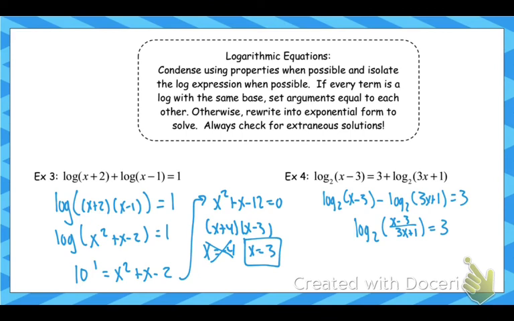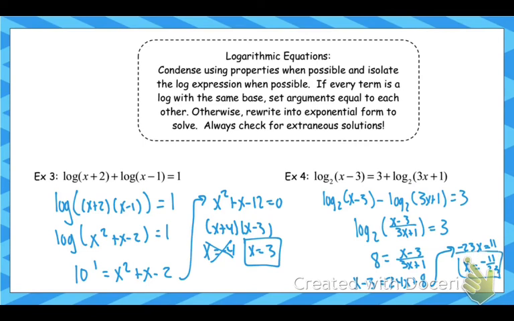Now I can rewrite it in exponential form, so 2 to the third, so 8. And then I can just solve this rational function, so a rational equation. So I can cross multiply or multiply both sides by 3x plus 1. I get x minus 3 equals 24x plus 8. Don't really have a lot of space here, sorry about that. That would give me a negative 23x is equal to 11. So x is equal to a negative 11 over 23.